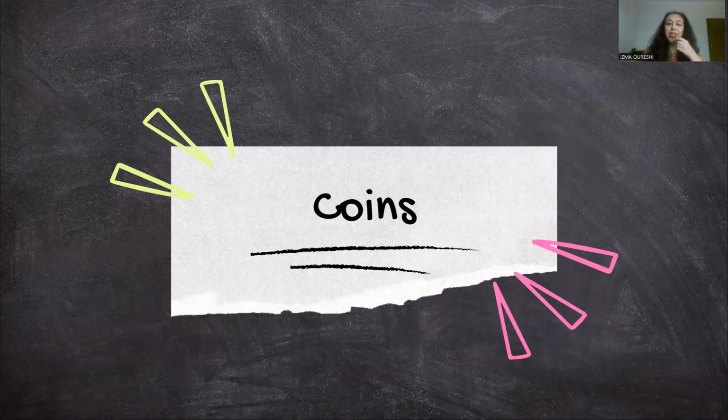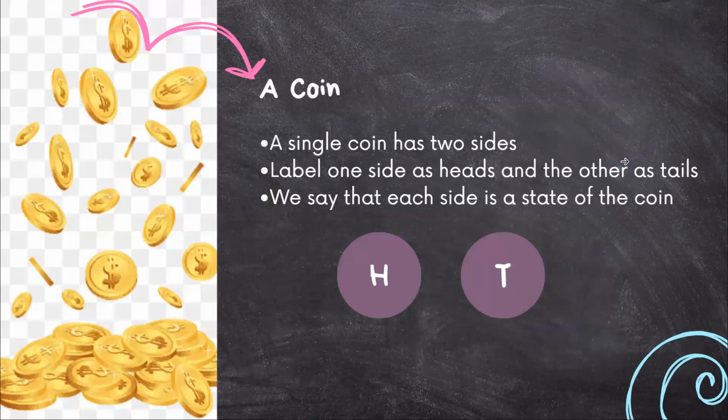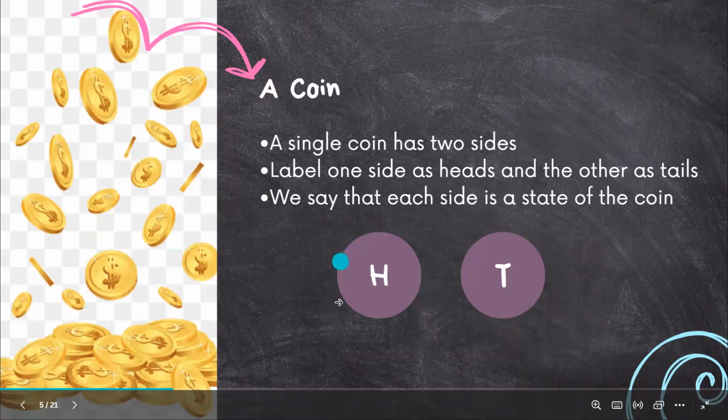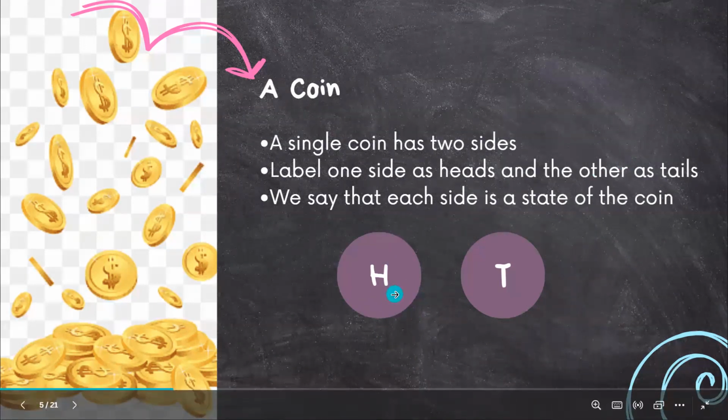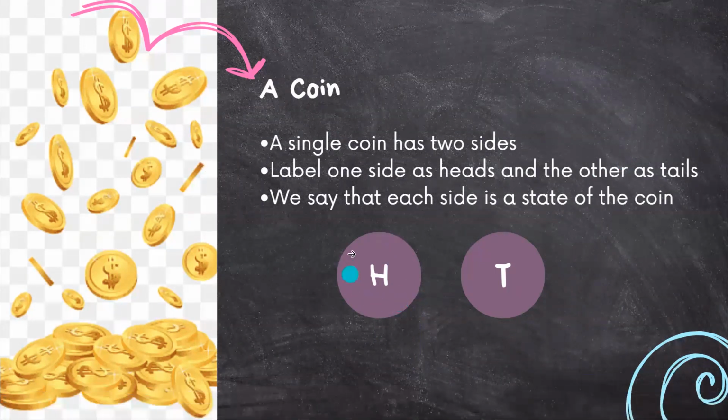Let's look at coins. Before proceeding with the lecture, let me just hide the video. So what are coins? A coin is a flat object that has two sides. By flat, we mean that when you try to balance a coin on its edge, it won't balance. It'll fall to either of its two sides. To distinguish between the two sides of the coin, we label one side as head and the other side as tail.